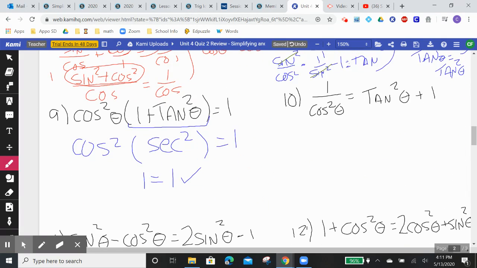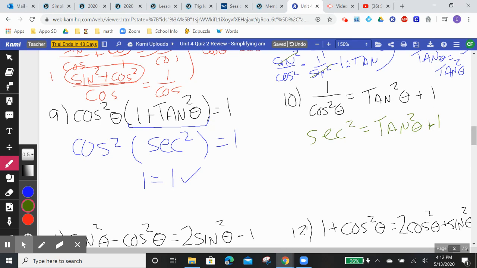In other words, instead of working on this side, let's work on the other side first. Okay. Well, I know that 1 over cosine squared is secant squared, and don't change the other side.